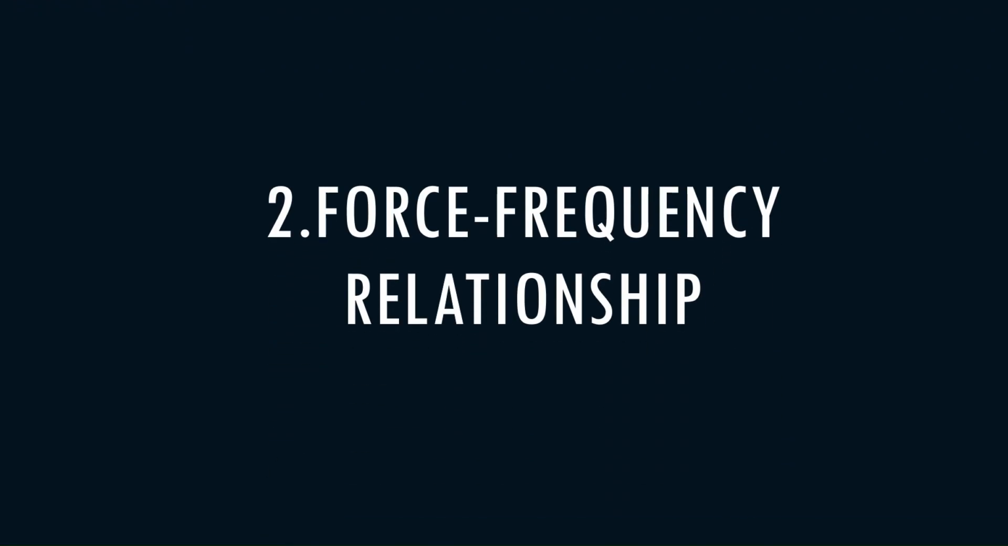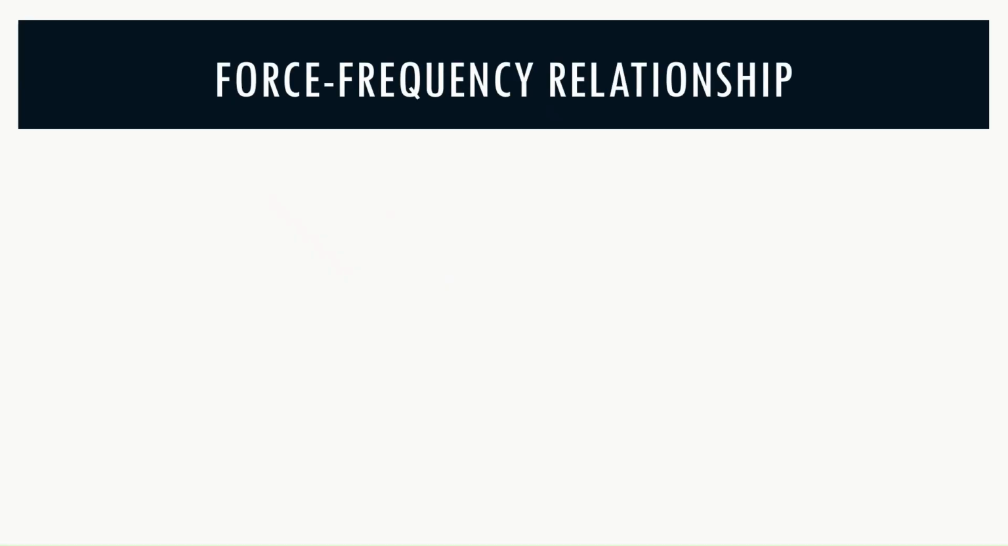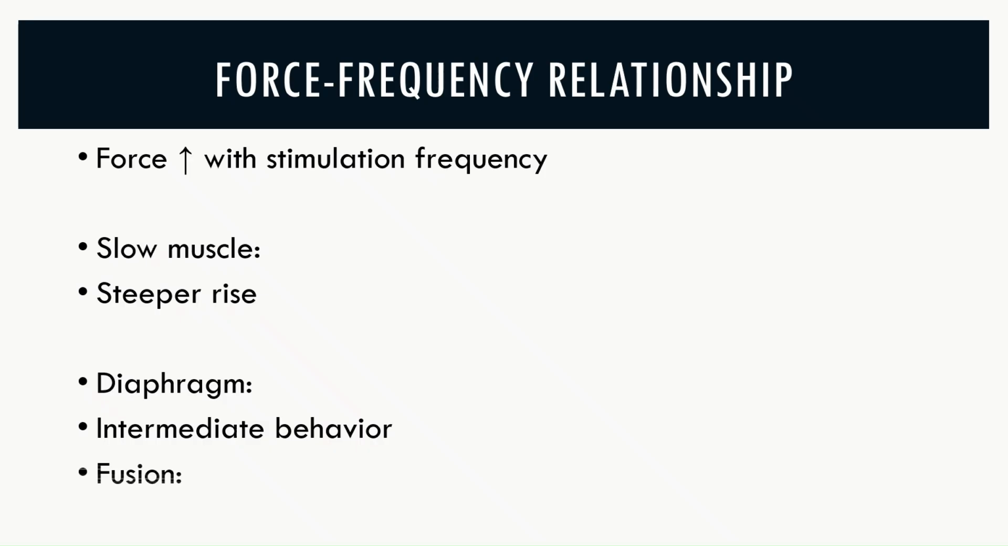Force-frequency relationship. The muscle force increases with stimulation frequency. This increase is steeper in slow muscles due to longer relaxation time. The diaphragm shows intermediate characteristics, and at frequencies between 10 to 30 Hz, fused tetanic contractions occur.